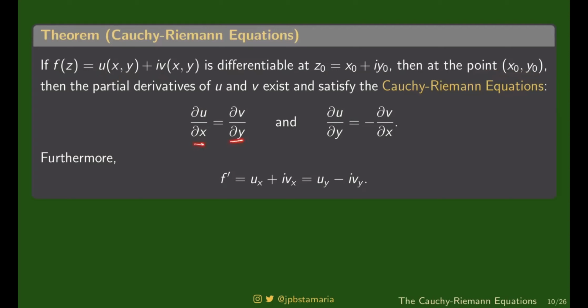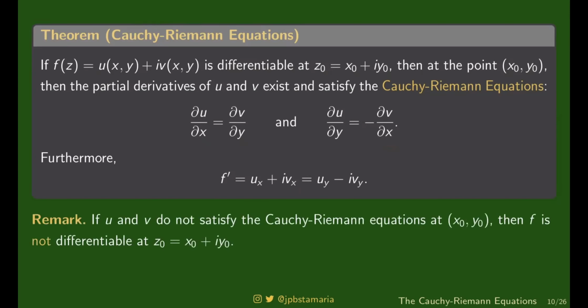Ux is equal to Vy, and Uy is equal to minus Vx. Furthermore, we were able to find out how to express the derivative of f in terms of these partial derivatives. It is equal to Ux plus Ivx, or Uy minus Ivy if you want to use the derivatives with respect to y.